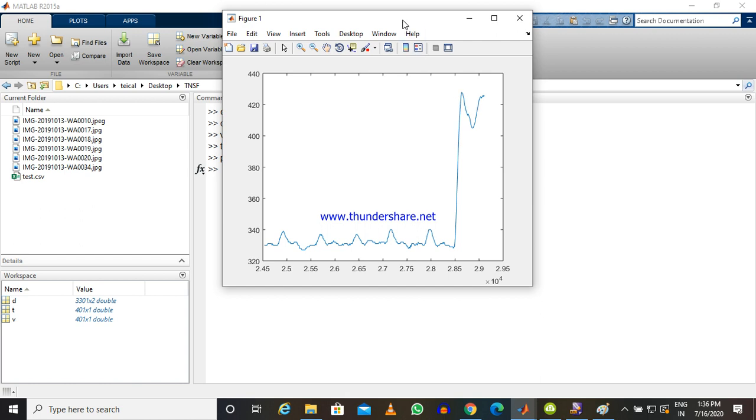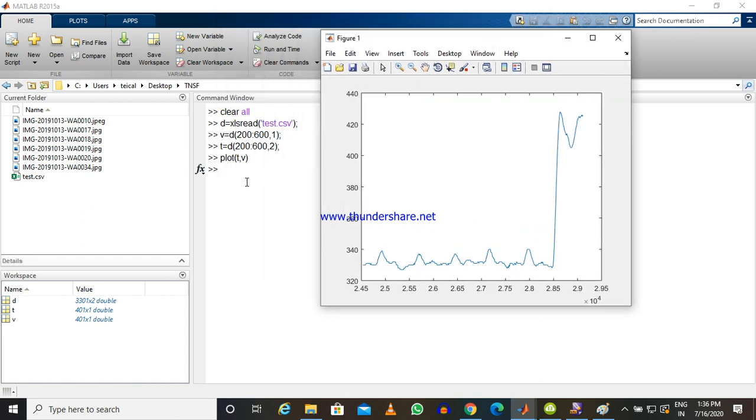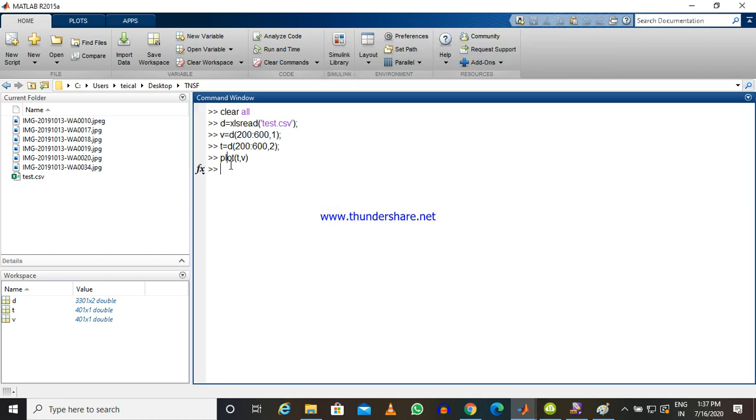unwanted things. So what I will do, I will limit the value with y limit. So this is around 330, so 325. So y limit, sorry, y limit 325 to 340.